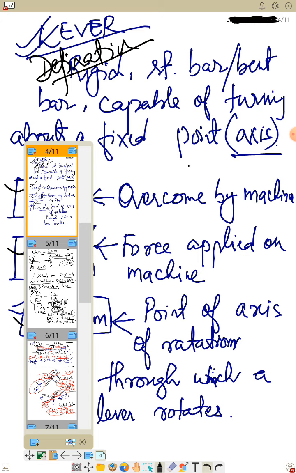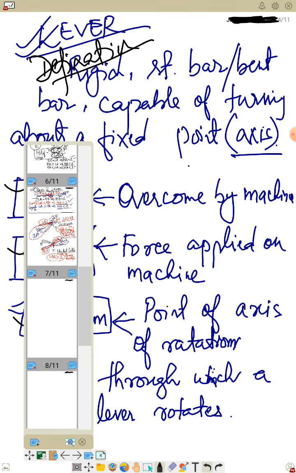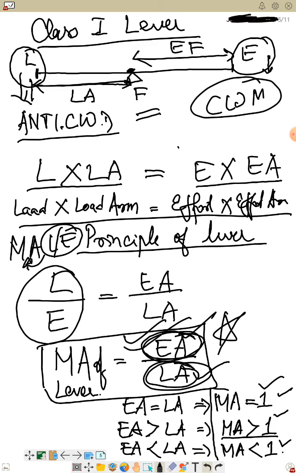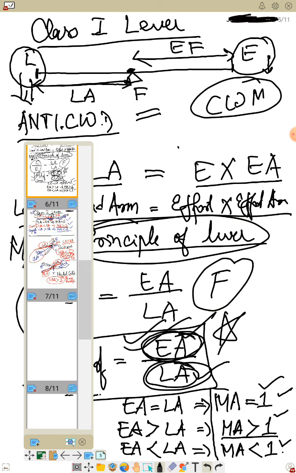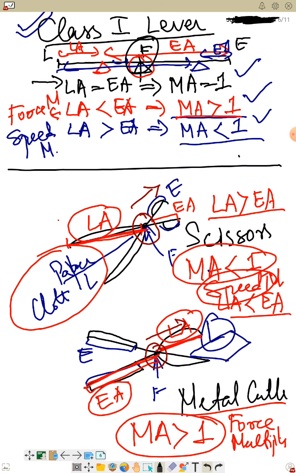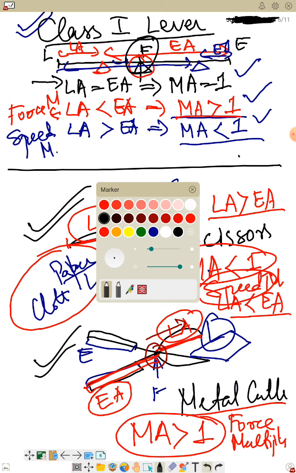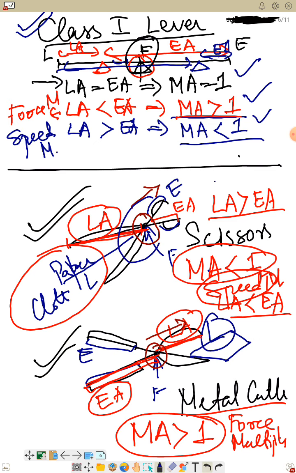All right, then we have learnt about the mechanical advantage and the principle of lever, isn't it? And the mechanical advantage depending on the position of the fulcrum. Yes, and we also introduced ourselves with the class 1 lever, and I gave you two very important examples where the position of the fulcrum, if you all remember from the last class, tells you whether a lever is a speed multiplier or a force multiplier.